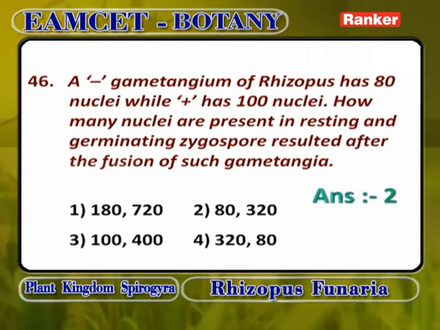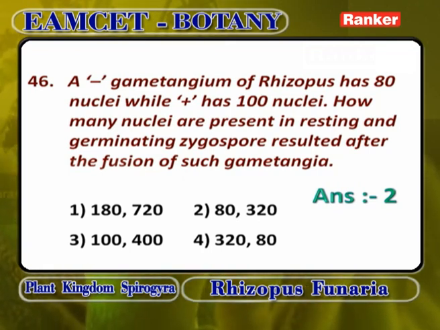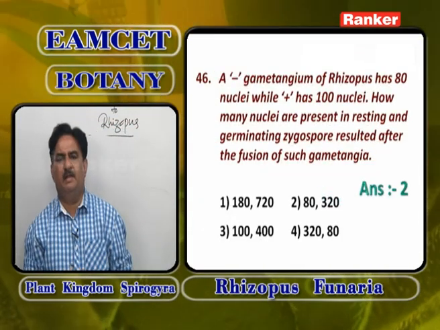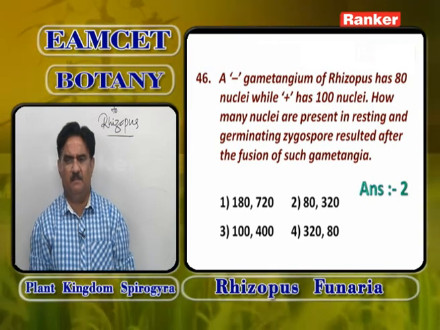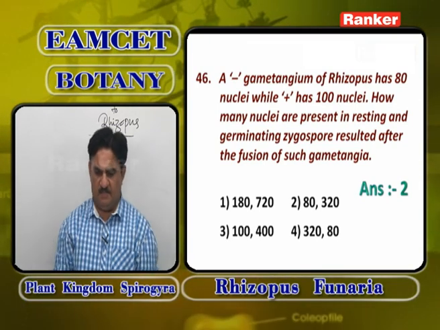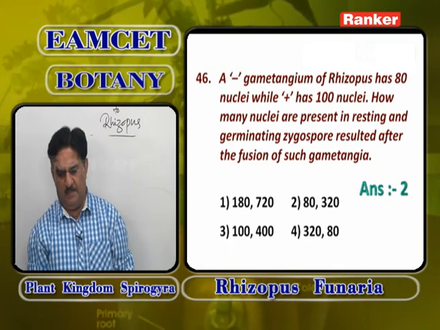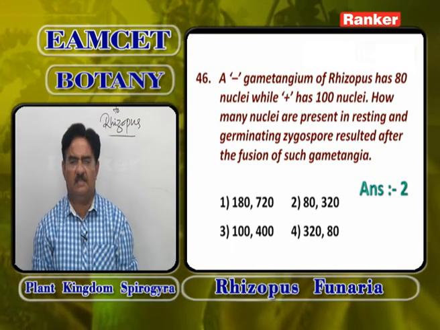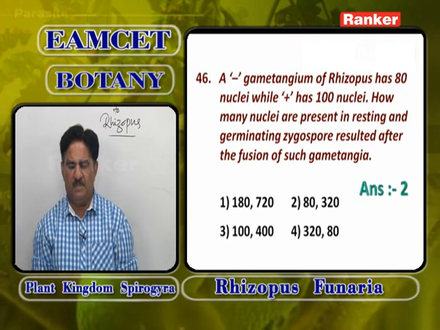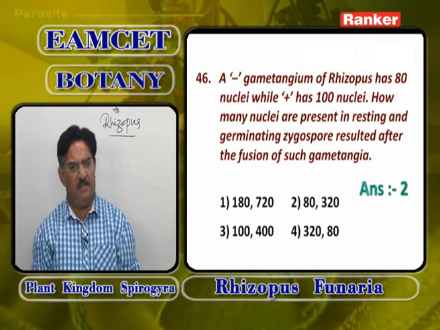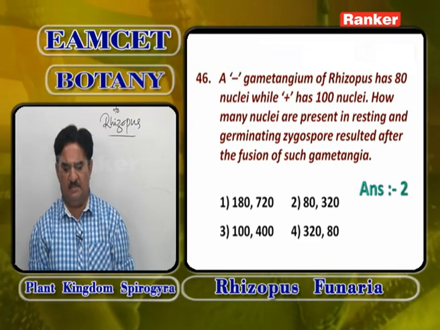A minus gametangium has 80 nuclei while a plus gametangium has 100 nuclei. How many nuclei are present in the resting and germinating zygospore after the fusion of such gametangia? Whenever minus has 80 and plus has 100, only 80 will fuse. Nuclei fuse in pairs, unpaired nuclei disintegrate, is the concept in Rhizopus. So, 80 diploid nuclei will be there. The resting zygospore contains 80 nuclei, the germinating zygospore contains 320 nuclei, because 80 into 4 is 320. Answer is second, 80.